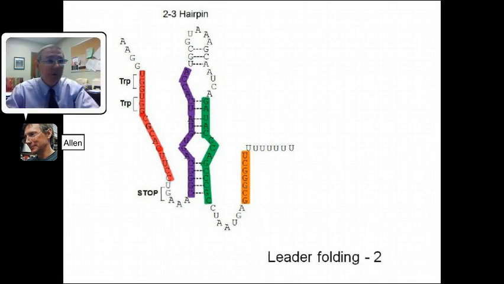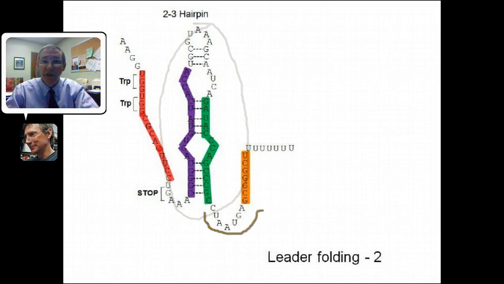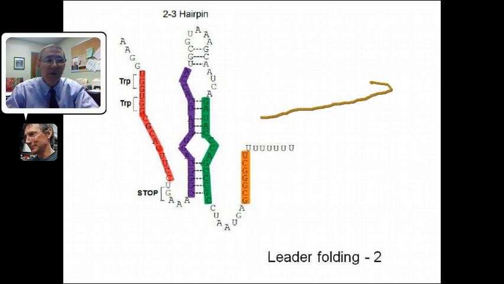Yeah, it can fold another way. Here's the other way, where instead of 1 and 2 and 3 and 4 pairing, 2 and 3 fold. If 2 and 3 pair up, well, now that's a stem loop, but you'll notice it's not followed by a region with a bunch of U's. In fact, there are a fair number of G's and C's following that. So in fact, this is not a terminator. If it folds in with this 2-3 stem loop, it's not an intrinsic terminator.